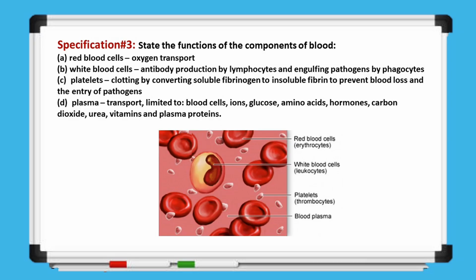protect the body as lymphocytes produce antibodies and phagocytes engulf pathogens, how platelets help in blood clotting by converting fibrinogen into fibrin, preventing excessive bleeding and blocking pathogens, and how plasma acts as the transport medium, carrying blood cells along with ions, nutrients, hormones, carbon dioxide, urea, vitamins, and plasma proteins.